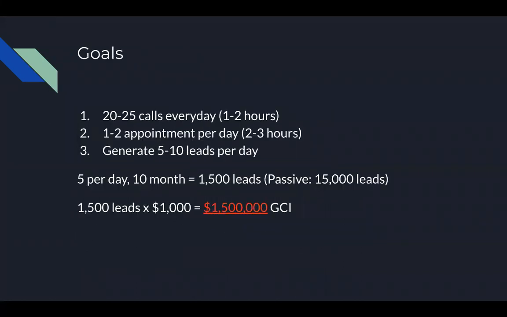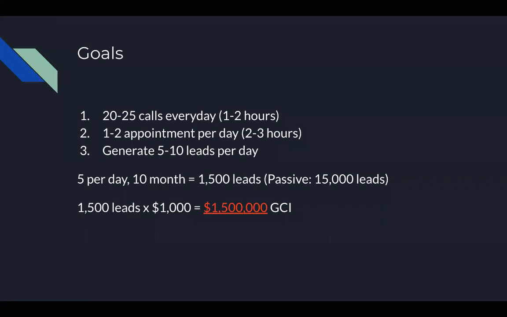Your goal is 20 to 25 calls every day, spending 1 to 2 hours making those phone calls, and getting 1 to 2 appointments per day. That's about 2 to 3 hours, spending 1 hour to 1.5 hours per appointment. Every day you have to generate at least 5 to 10 leads.